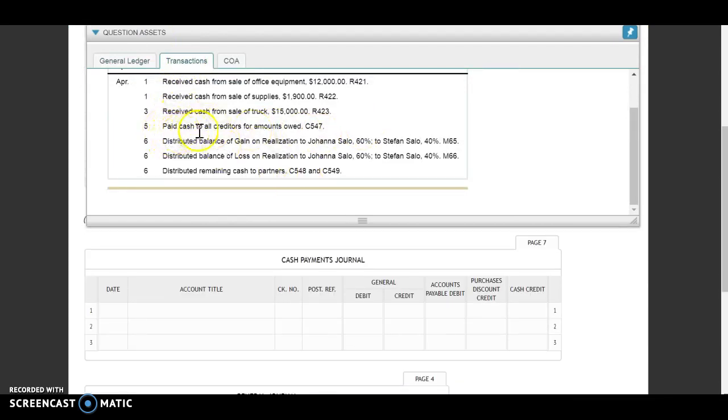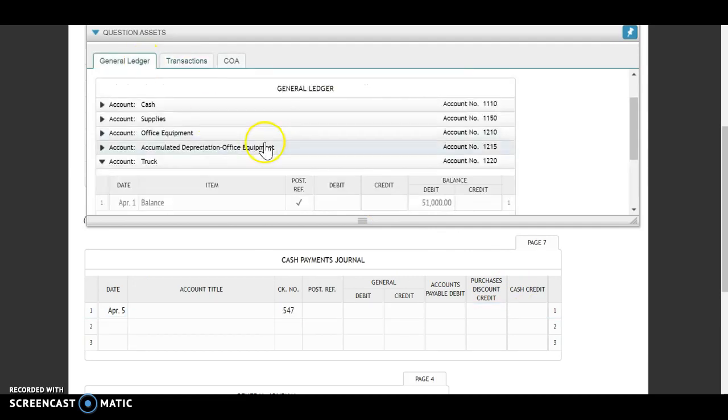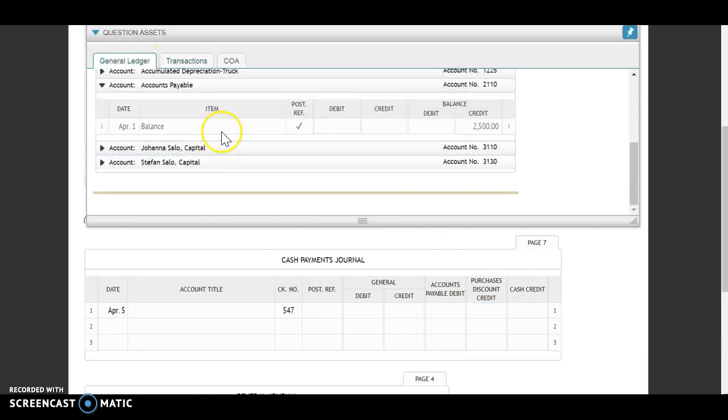On the 5th, it says that we paid cash to all of our creditors for the amounts owed. Check number 547. So we'll put in the date of April 5th. We're using check 547. And it doesn't tell us how much we're paying, so we need to go to our general ledger. We're going to go down to our accounts payable. Our accounts payable was worth $2,500, so that means we're going to debit accounts payable for $2,500, and we're going to credit cash for $2,500.